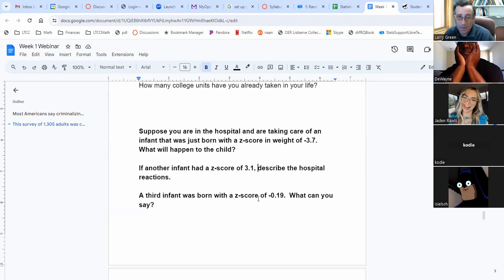Okay, a third infant was born. The z-score of that infant was negative 0.19. What can you say? So again, the first one, that baby goes right to ICU. The second one, that woman is in tears and crying and screaming. And the third one, you hand the baby over to the mother and say, wonderful baby, no problems.